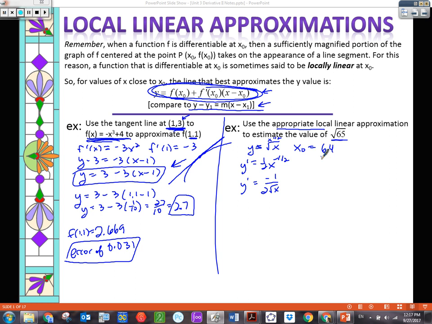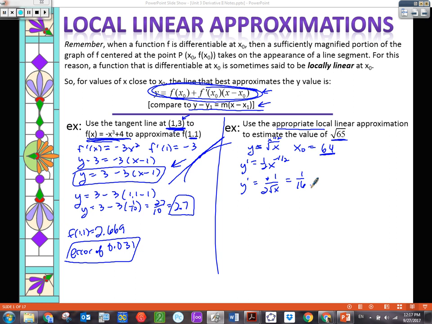Why is the derivative negative? Oh, it shouldn't be. It's positive. So here we go. I want it at 64. So I put in a 64. Square root of 64 would be 8, right? And 1 over 2 times 8. So our slope is 1/16.